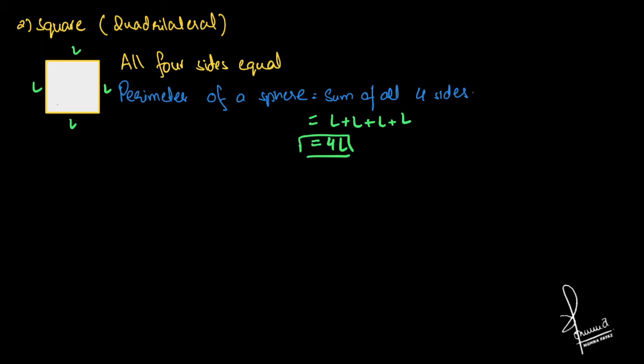Now the next thing is the area of a square. So the formula for the area of the square is length times length, which is equal to L square. This you will have to memorize. There is no shortcut for this.